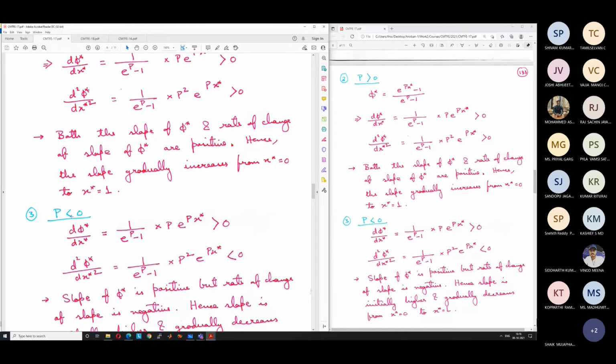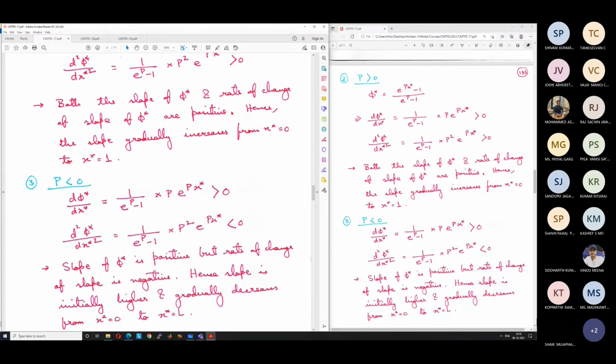What about the rate of change of slope? The second derivative was 1 by e to the power p minus 1 into p square e to the power p x star. Okay. So e to the power p minus 1 again. E to the power p is less than 1, so less than 1 minus 1, so this term is negative. Now p square has to be positive, obviously, and e to the power p x star also has to be positive. So one negative and two positive, so the entire thing is negative. So the rate of change of slope is negative. So the slope starts higher and then decreases with x star.